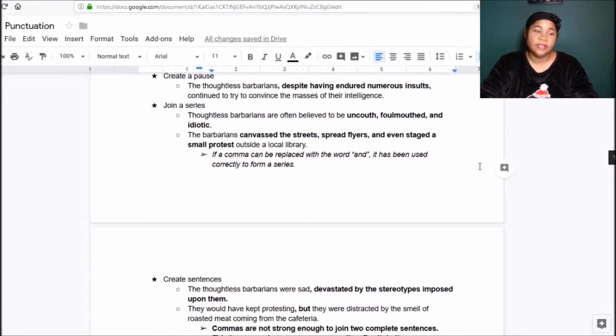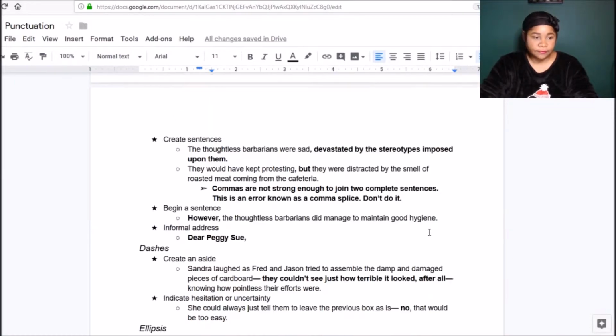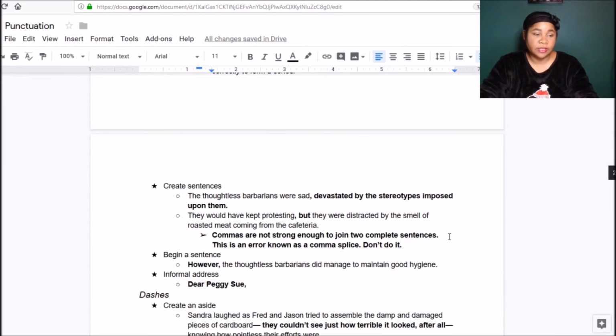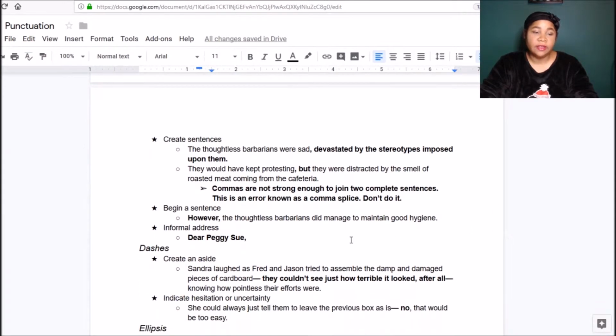Basically, a good hint that you've used it correctly in a series is if a comma can be replaced by the word "and." The barbarians canvassed the streets, spread flyers, and even staged a small protest outside a local library. A comma can also be used to create a sentence, and we saw that earlier.